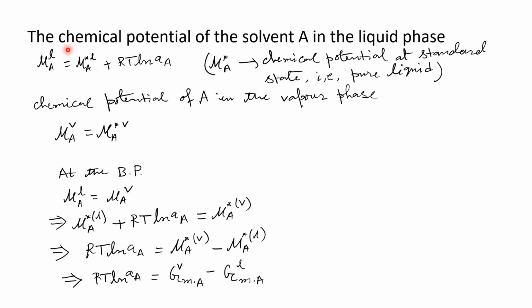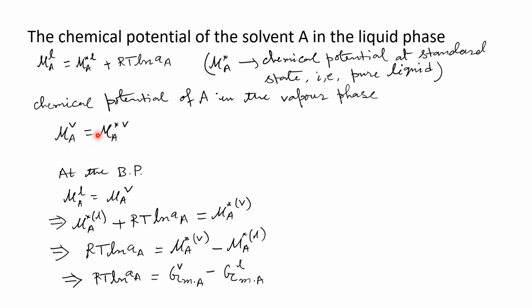What is the equation? See, the chemical potential of the solvent A in the liquid phase. I told you that at the boiling point, liquid and vapor phase are in equilibrium. So we know this equation. The chemical potential of any component, here the solvent, in the liquid state is equal to the chemical potential at the standard state in the liquid form plus RT ln activity of A. So mu star A is the chemical potential in the standard state. Standard state means pure liquid. Now, what is the chemical potential of A in the vapor phase?